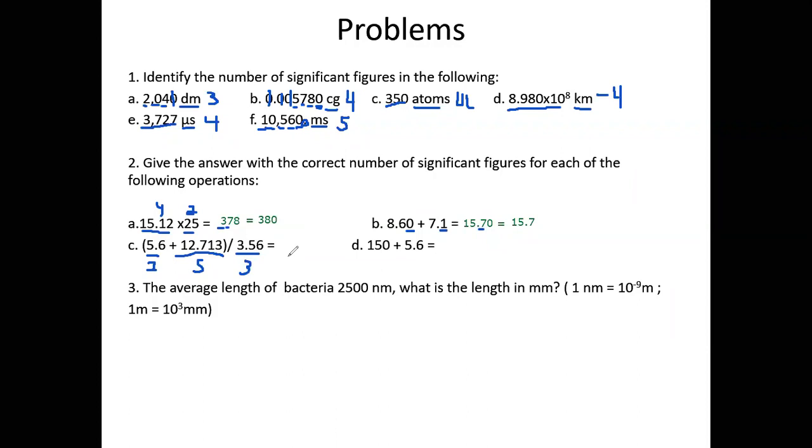So our answer should have 2 significant figures. So we'll work it out. And the calculator tells us one. So we have to round this to 2 sig figs. It becomes 5.1.